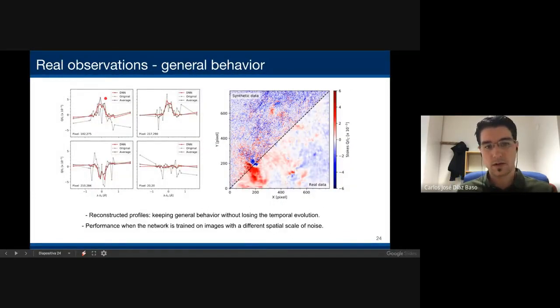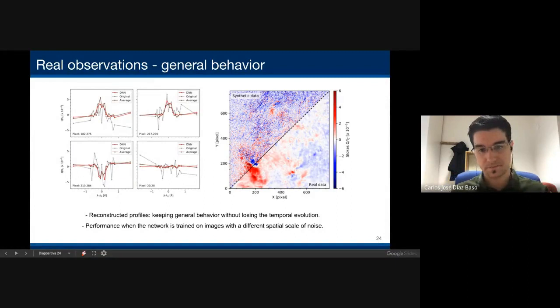And one different way to check how good the reconstruction was, because when we are dealing with observed data we don't have the answer, right, was to compare with the average profile of the whole time series. We checked that those profiles were very similar. So we can obtain a profile very similar to the average, but without losing the temporal evolution of these signals.